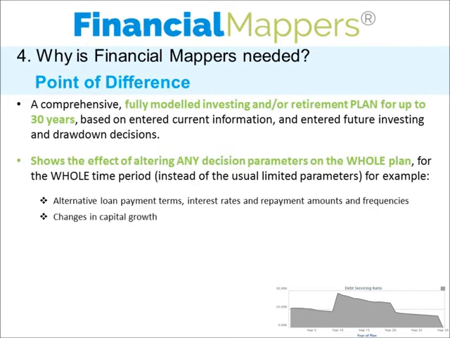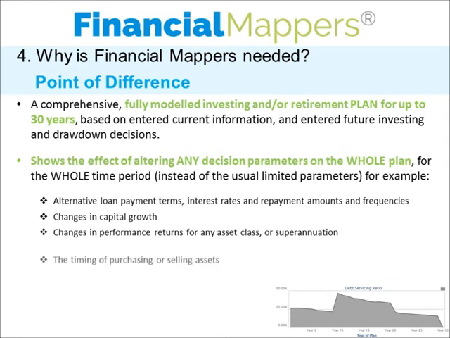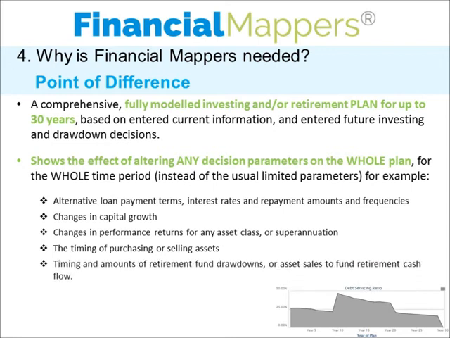Or we can adjust other loan features such as their payment terms, interest rates or payment frequencies and see how that affects the plan outcomes. We can change the expected growth rates of shares, property, managed funds and see what effect that has on each year of our plan and our final total asset value at the end of the planned time period. We can adjust when we purchase or sell assets and see how those transactions impact our investing or retirement cash flow and position.